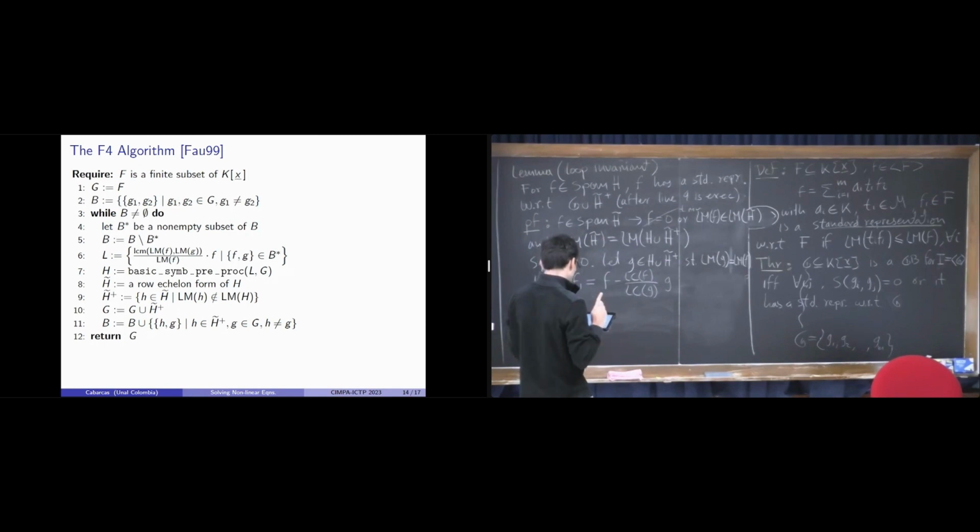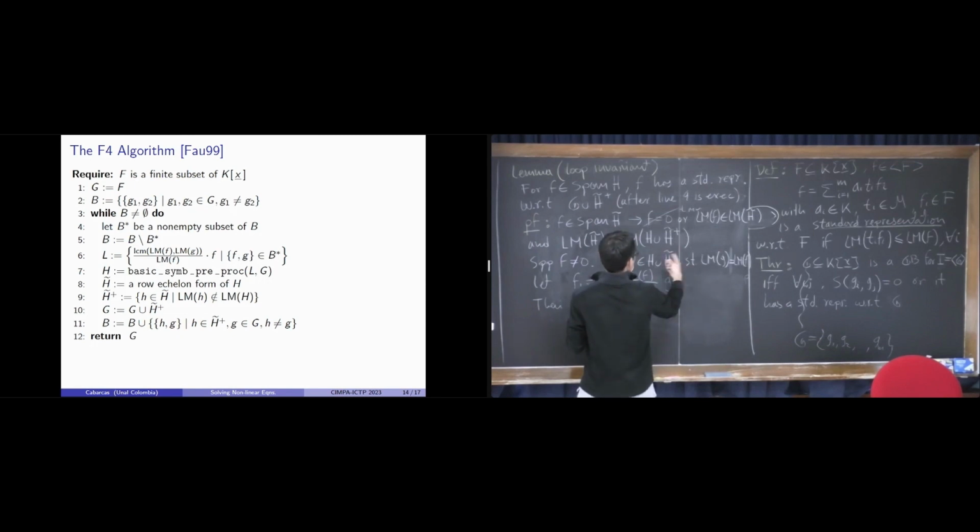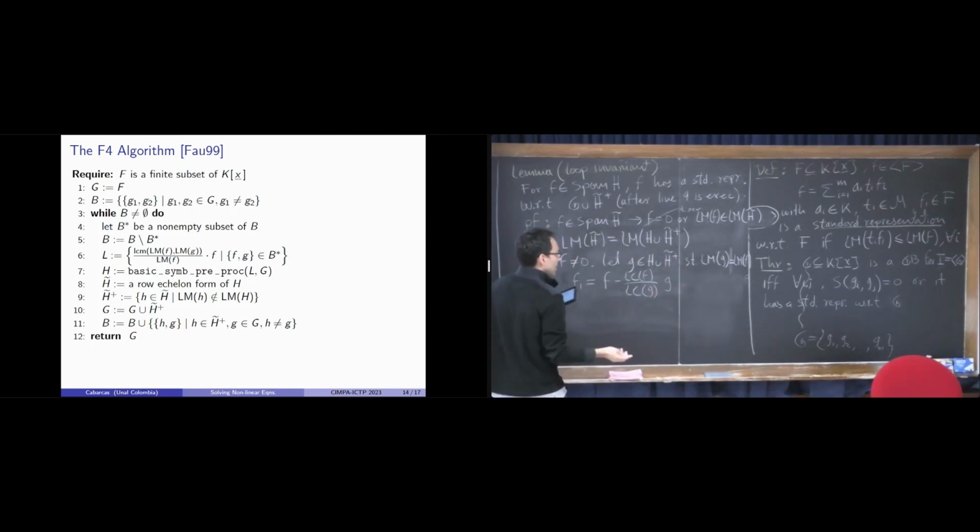And then notice what happened here. f1 is just a linear combination of an element f that is in the span of H and g, which is also in the span of H, right? g is in H union H tilde plus, which is still an element in the span of H. So then f1 is in the span of H.